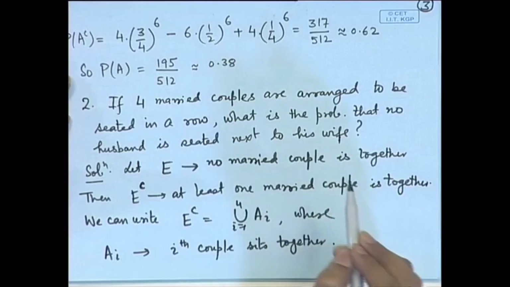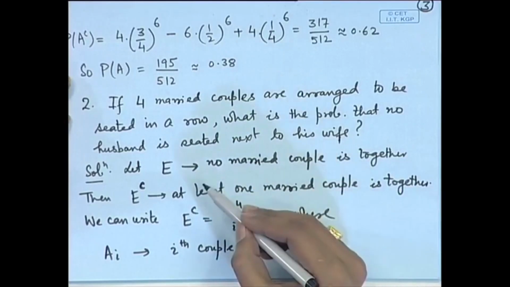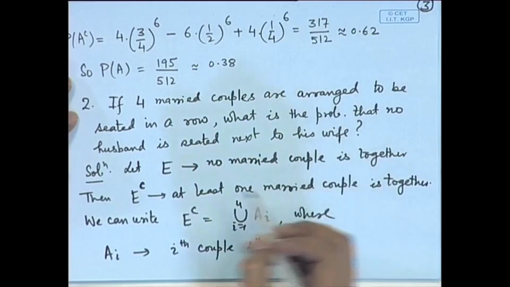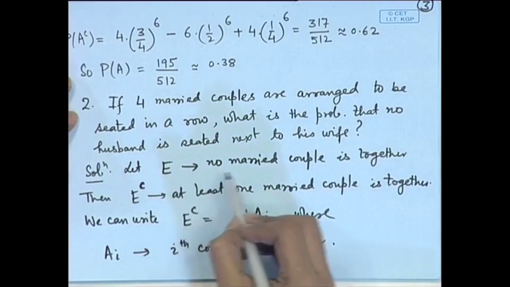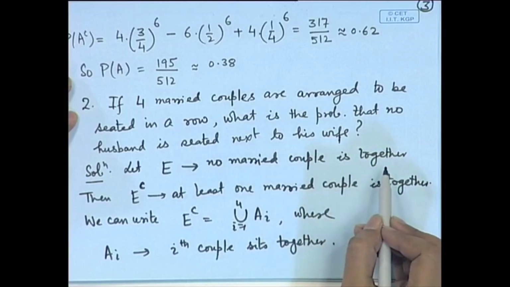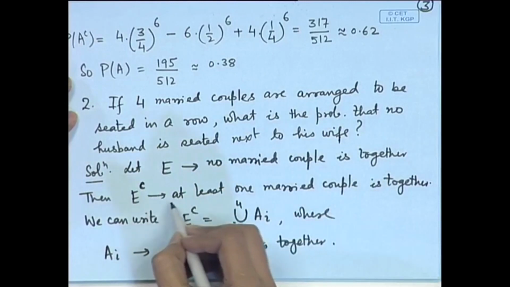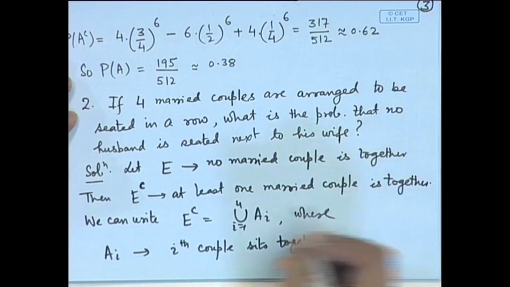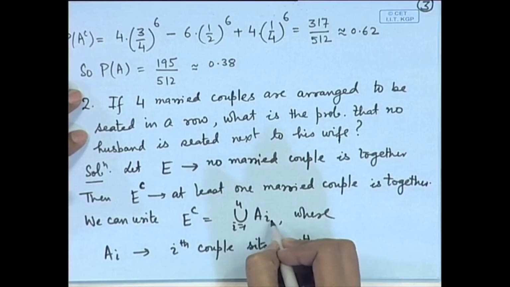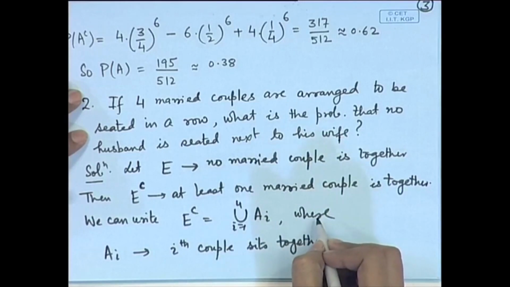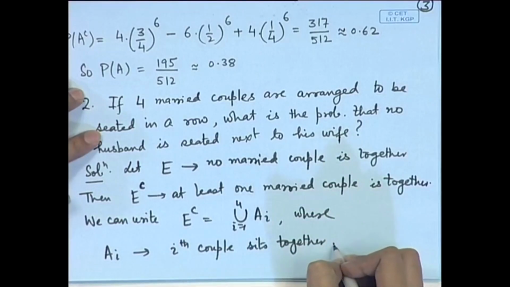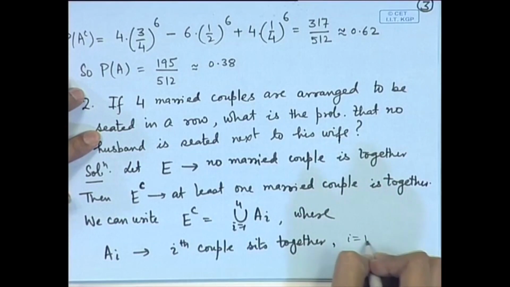However, we can simplify this by considering the complementary event and then making use of the unions of events. So, let us define the event E to be that no married couple is together. Then E complement denotes the event that at least one married couple is together. Therefore, E complement can be written as the union over i equal to 1 to 4 of A_i, where A_i denotes the event that the ith couple sits together for i equal to 1, 2, 3, 4.